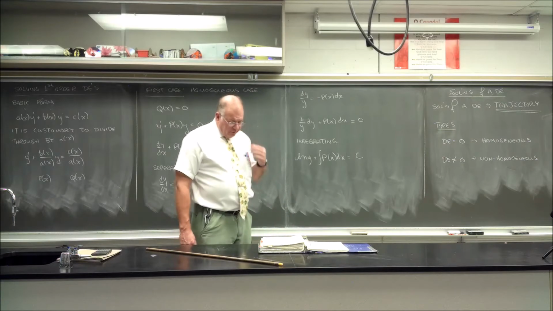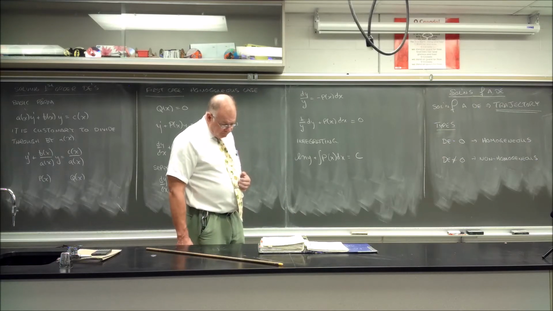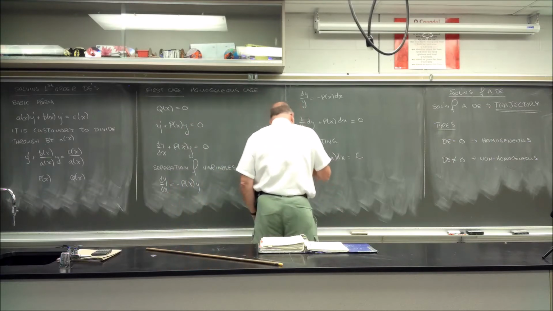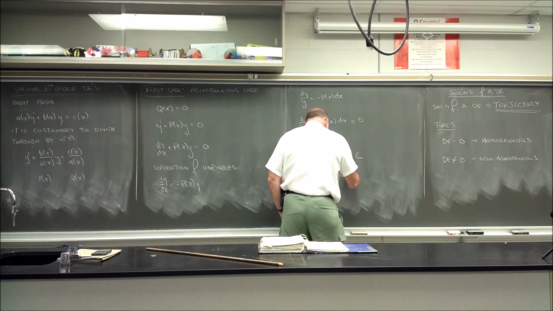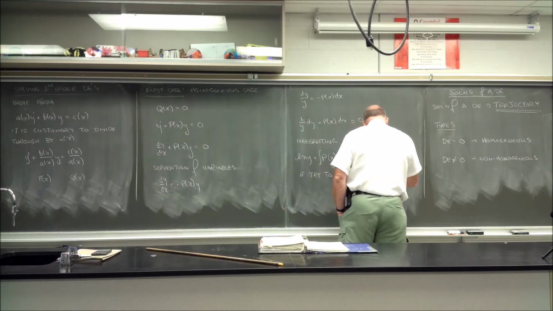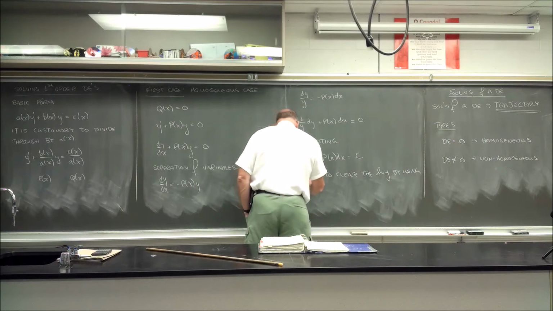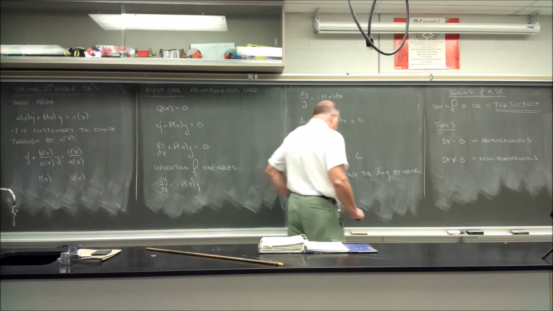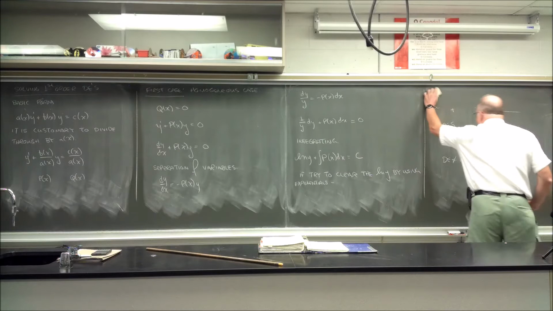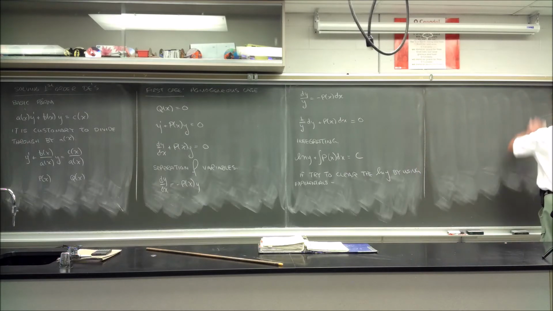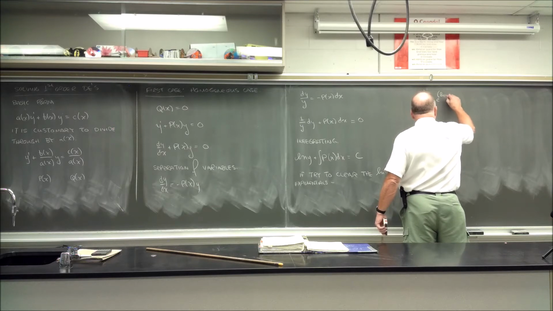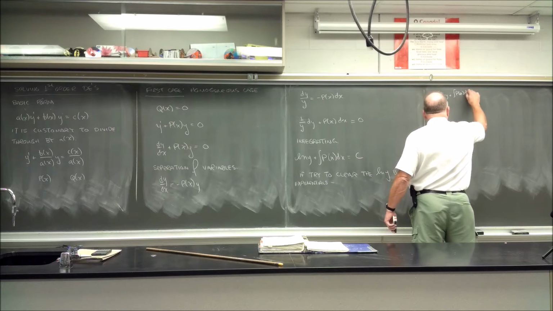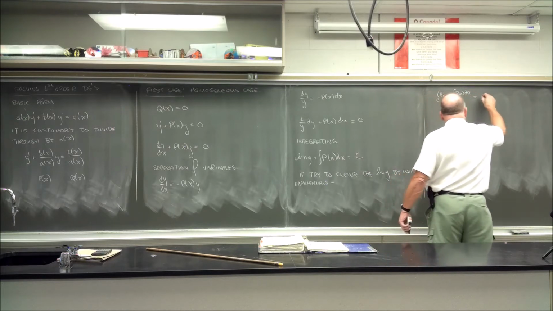Now, let's go a step further here. If we try to clear the ln y by using exponentials, then we would have, and we'll take our time with this, e to the quantity ln y plus the integral of p of x dx, okay, is then equal to e to the c.